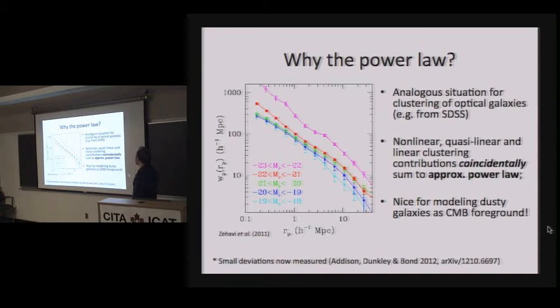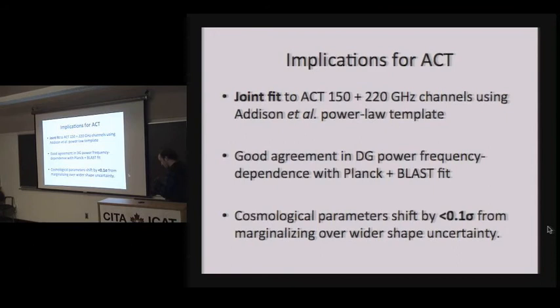And it turns out, I should just say, some recent work I've done back on the dusty galaxies is showing, when you combine Herschel and Planck data, the early Planck data, you do see some deviations from this power law, consistent with seeing some deviations in the optical data. But they're not big enough to worry about from a CMB point of view, or from an ACT point of view, I should say. So when all that's said and done, what do we do for ACT?